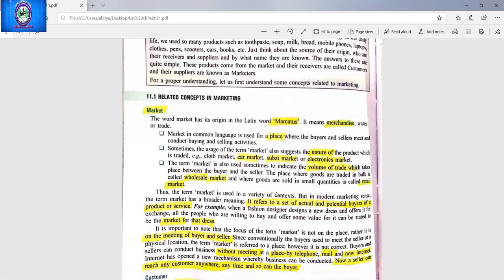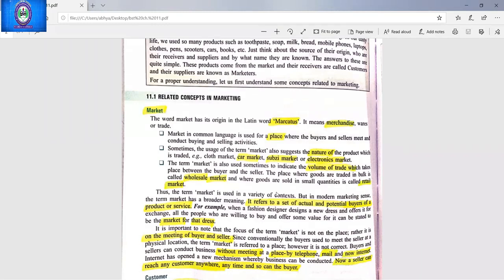For example, when a fashion designer designs a new dress and offers it for exchange, all the people who are willing to buy and offer some value for it can be stated to be the market for the dress. Suppose the designer dress costs 2 lakh rupees. Not all persons can afford to buy a dress of 2 lakh rupees. So the persons who cannot afford that dress are not part of our potential buyers, and we will not even try to convince them. We will be convincing only those persons who are able to buy our product, who have some purchasing capacity. They will be known as our market.